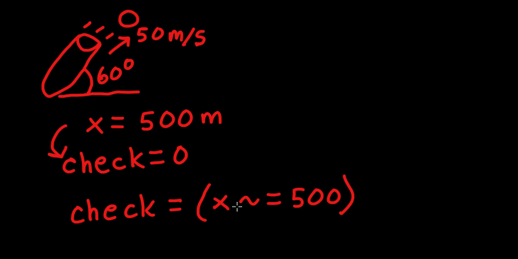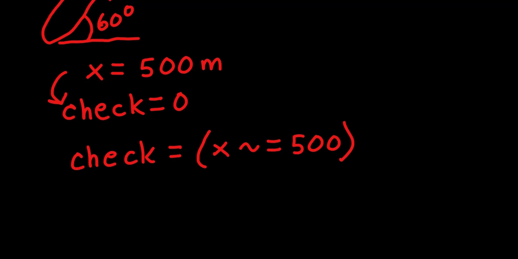And what this will do is, as long as x does not equal 500, this value will be true, and therefore will be a logical 1. Therefore, check will equal 1, and an event has not occurred. However, once x equals 500 meters, this statement will be false. We'll get a logical 0, and check will equal 0. Therefore, an event will occur. This is a very clever way to ensure that we can make an event occur, and we can make MATLAB's ODE solver stop when we want it to.